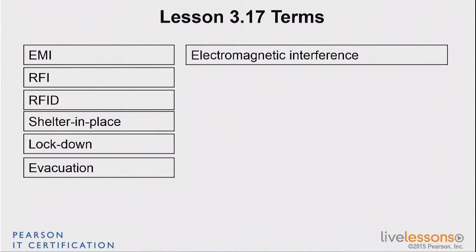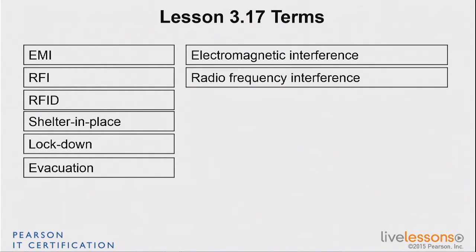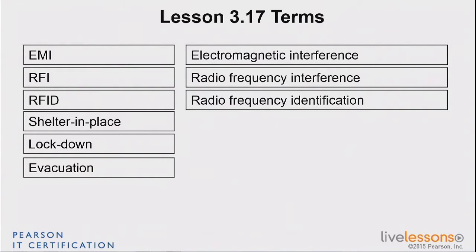EMI is electromagnetic interference. RFI is our radio frequency interference. Both of those can cause power fluctuations. RFID was our radio frequency identification. Now that's not one that we talked in depth, other than it could be an elevator control, or we could use it as a floor control. But it's one of those terms that if you don't know exactly, you want to try to get the closest answer that you can.